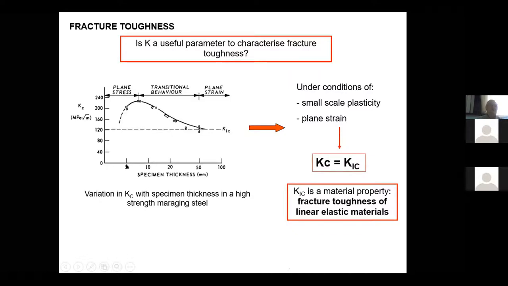So for small specimen thickness, we can have something here, which is probably plane stress, which might go this way or the other way, but it's irrelevant. Then we have transitional behavior when K reduces and asymptotically gets to the value, which we then say is plane strain K, and that is fracture toughness. So we need thickness which is enough to produce plane strain in our testing.